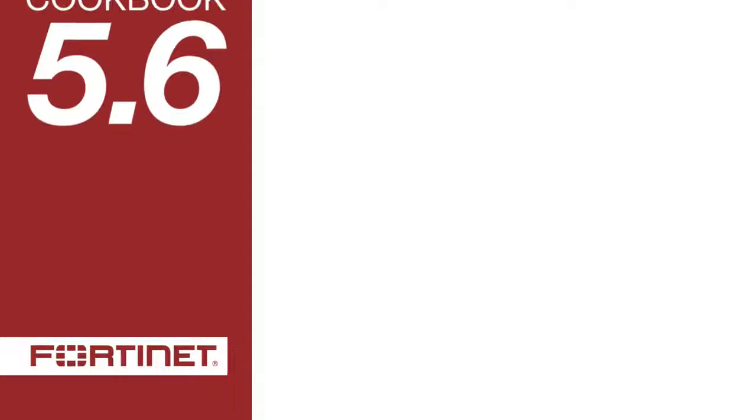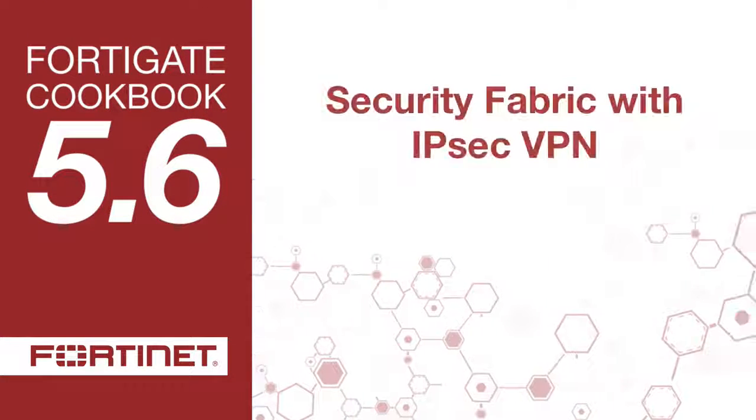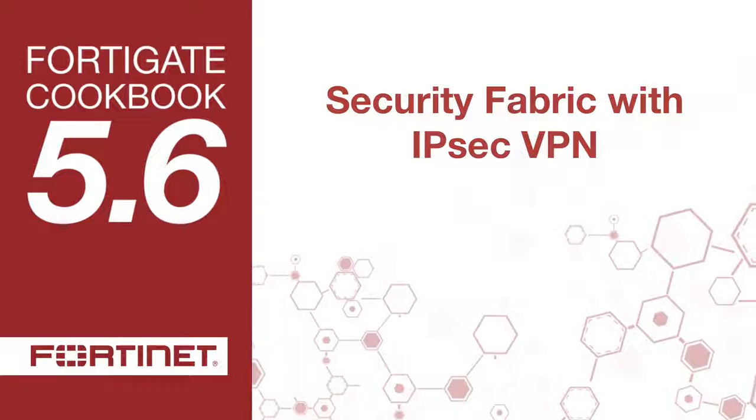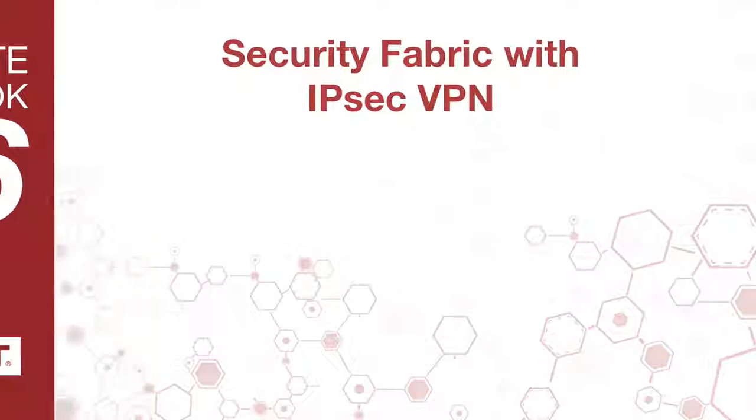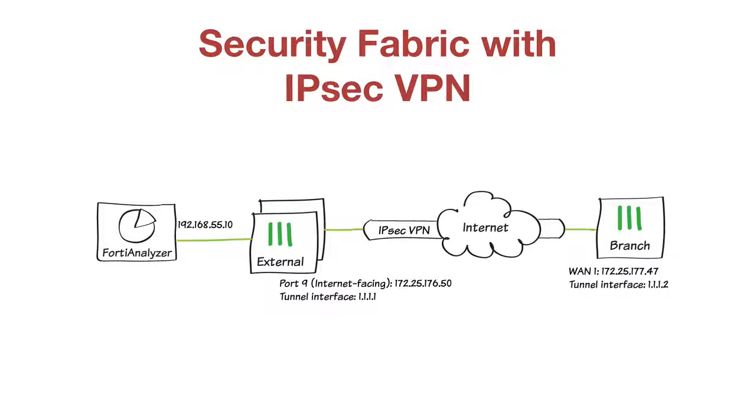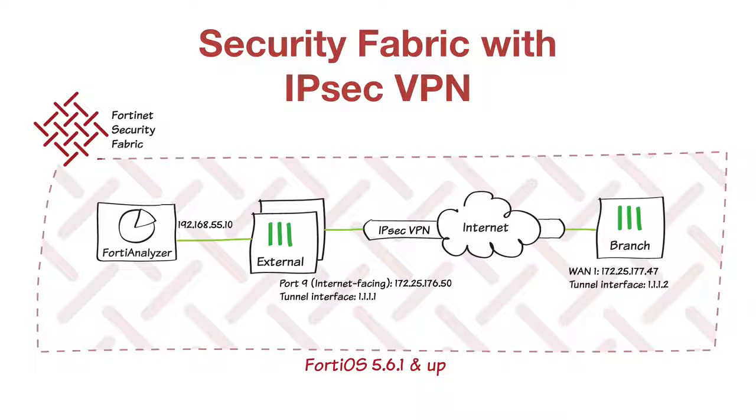In this video, you'll add FortiTelemetry traffic to an existing IPsec VPN site-to-site tunnel between two FortiGates in order to add a remote FortiGate to your security fabric. You will also allow the remote FortiGate to access the FortiAnalyzer for logging. You will need FortiOS 5.6.1 or higher.